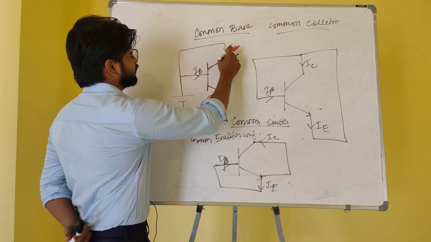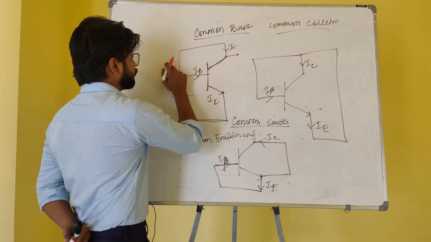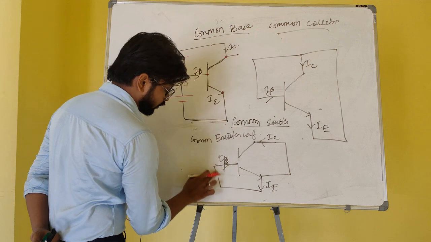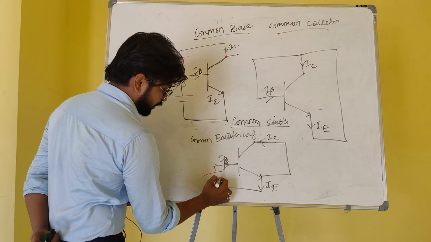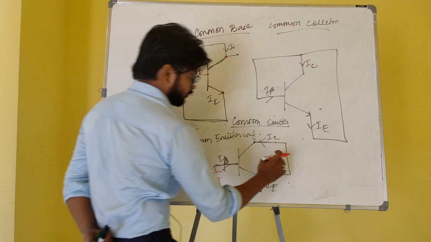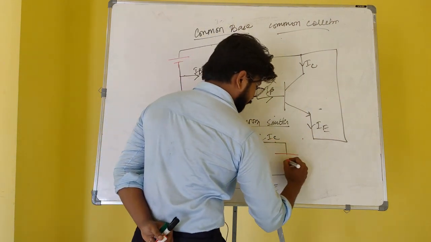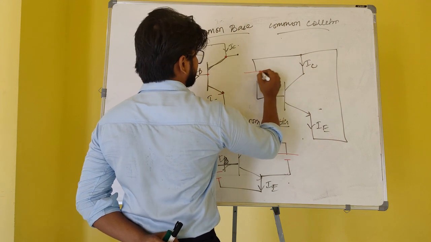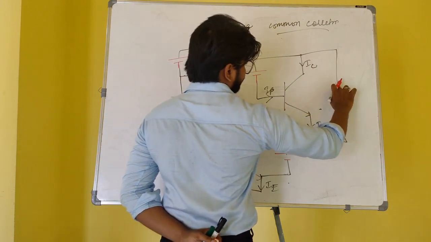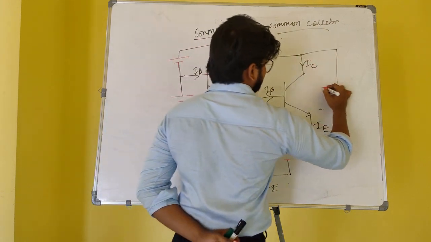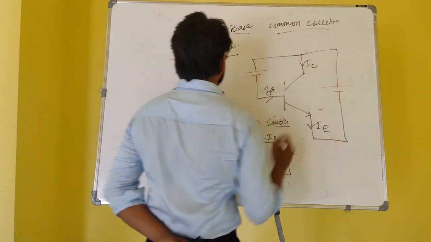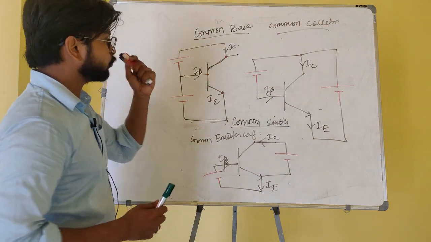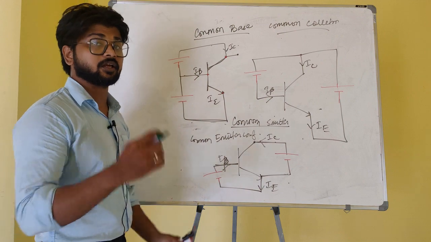Now here is a base and there is a collector, so there will be another voltage source present here. In the same way, here also there will be a voltage source between the base and emitter and between the collector and emitter. And here there will be a voltage source between the collector and the base, and another voltage source between the collector and the emitter. Now, how do we name these voltage sources? These voltage sources will be named as per their connection.